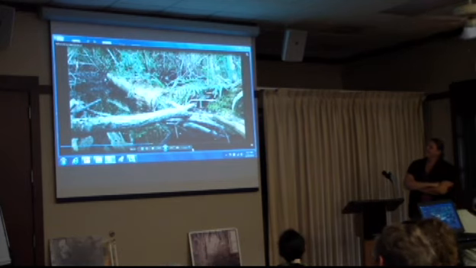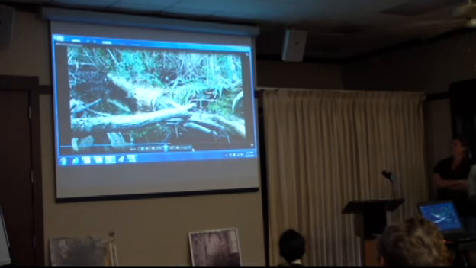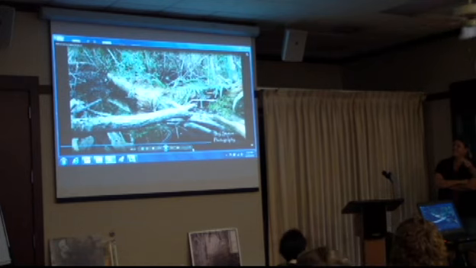Yeah, so this is just kind of what I was looking for if I was out there. I would look for a fallen tree or something that I'd expect them to use to cross different bodies of water. So kind of watch the lower left corner here.